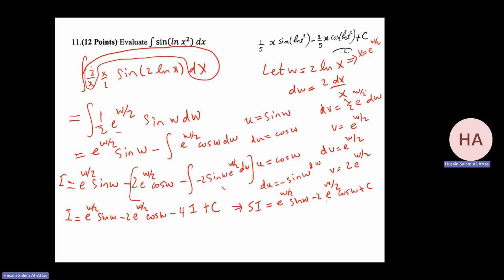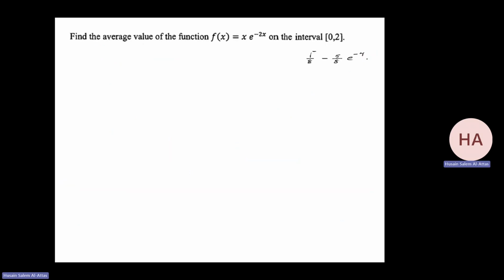You can figure it out. What is e to the power W over 2? It is X. So I, which is the integral, will be 1 over 5 X sine of W, which is ln X squared, minus 2 over 5 X cosine of ln X squared plus C. Hopefully it's correct. Maybe a matter of calculation, but this is the idea. Just do substitution, you get something you can't do by using integration by parts.